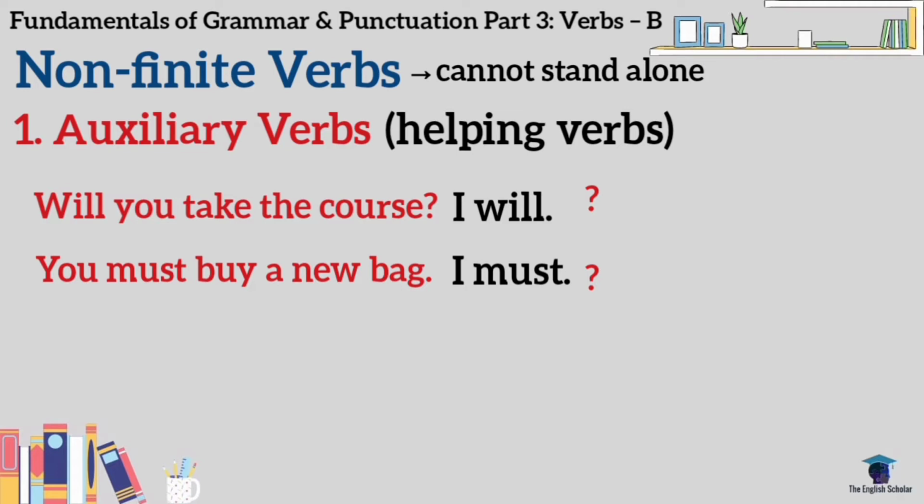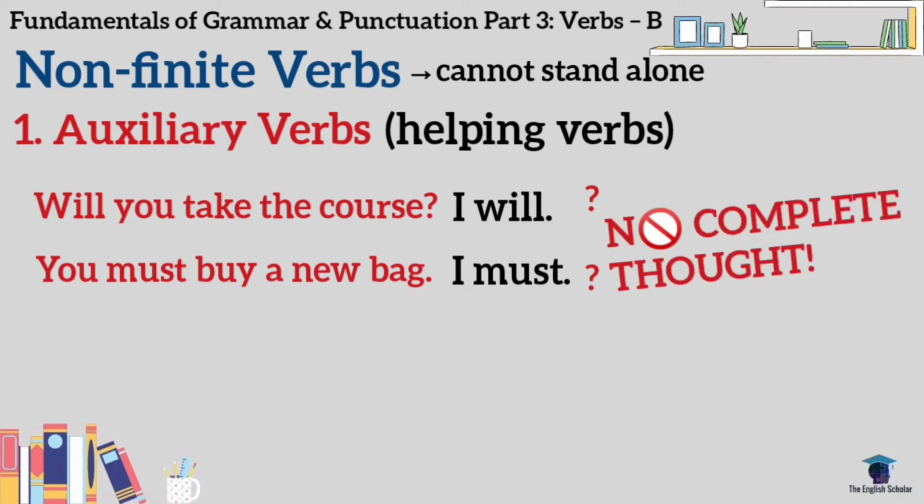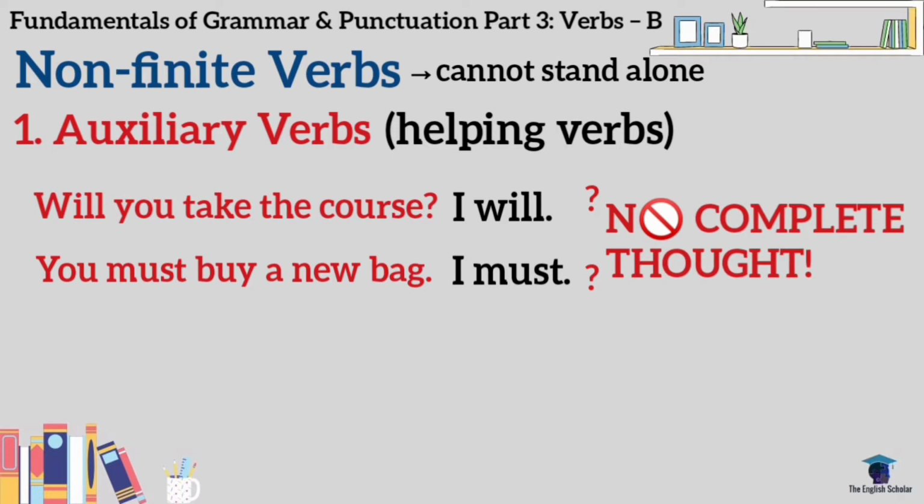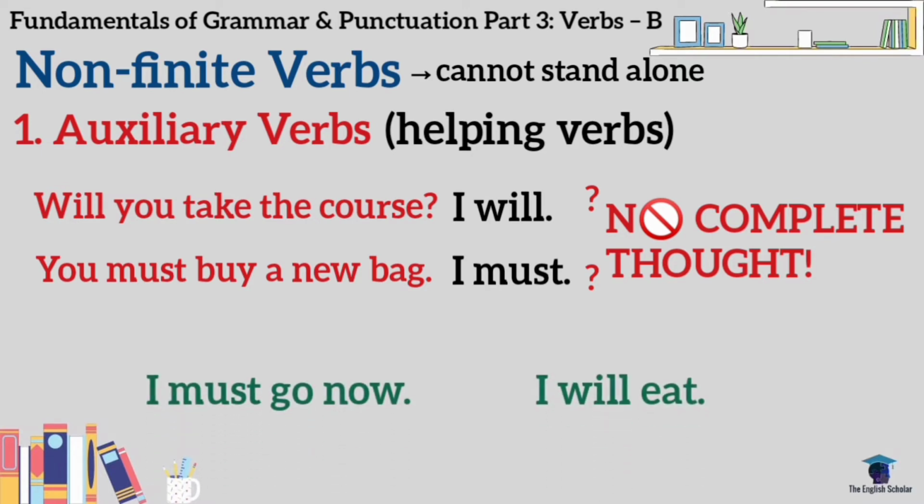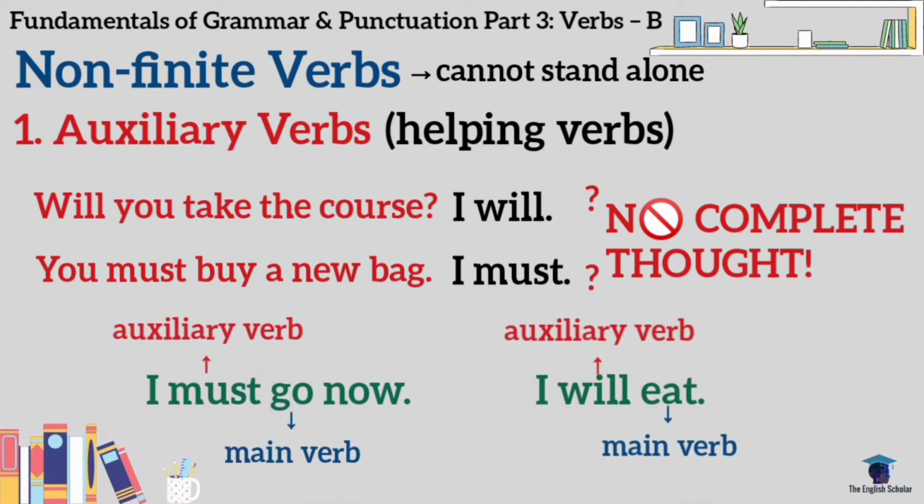But if you say these sentences for no reason, it will give no complete thought. They need main verbs. Say, for example, I must go now, or I will eat. Go and eat here are our main verbs. Now, these sentences give a complete thought of predicate. Why? Because of the main verbs.